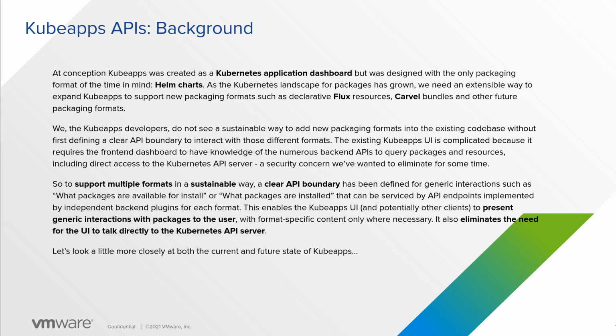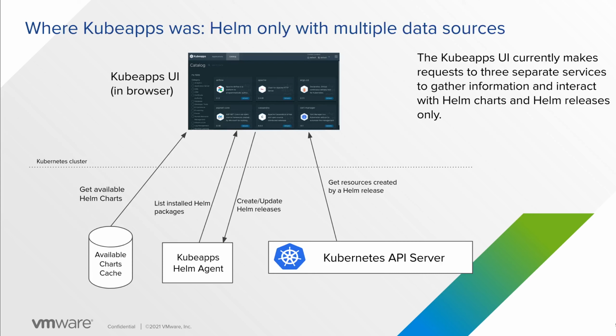So let's look a little bit more closely at the current and future state of Kubeapps. So this is where Kubeapps was until we began this work. We've only got support for Helm, and that's coming from multiple data sources. So we've got requests to our available charts cache. It's the charts service within Kubeapps to be able to get the available applications for install.